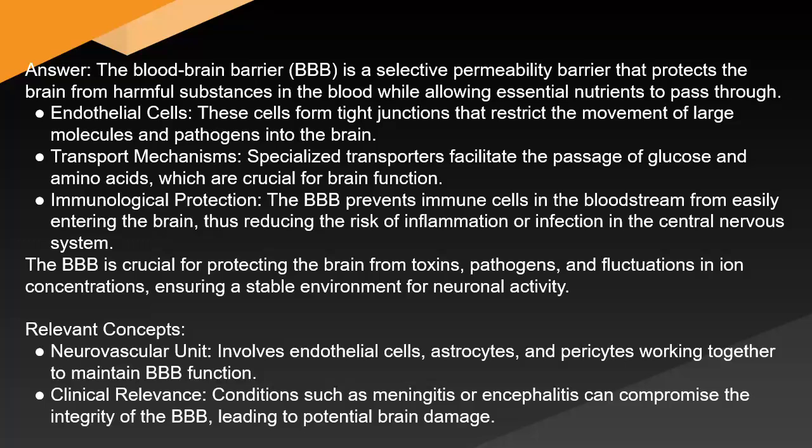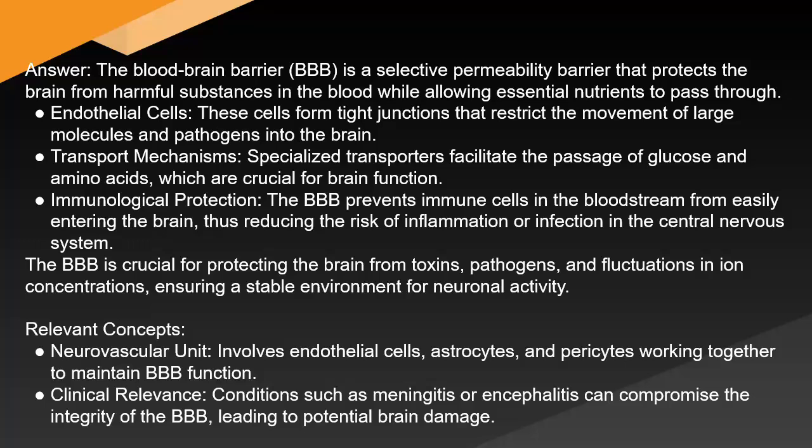Answer: the blood-brain barrier (BBB) is a selective permeability barrier that protects the brain from harmful substances in the blood while allowing essential nutrients to pass through. Endothelial cells: these cells form tight junctions that restrict the movement of large molecules and pathogens into the brain. Transport mechanisms: specialized transporters facilitate the passage of glucose and amino acids, which are crucial for brain function. Immunological protection: the BBB prevents immune cells in the bloodstream from easily entering the brain, thus reducing the risk of inflammation or infection in the central nervous system.